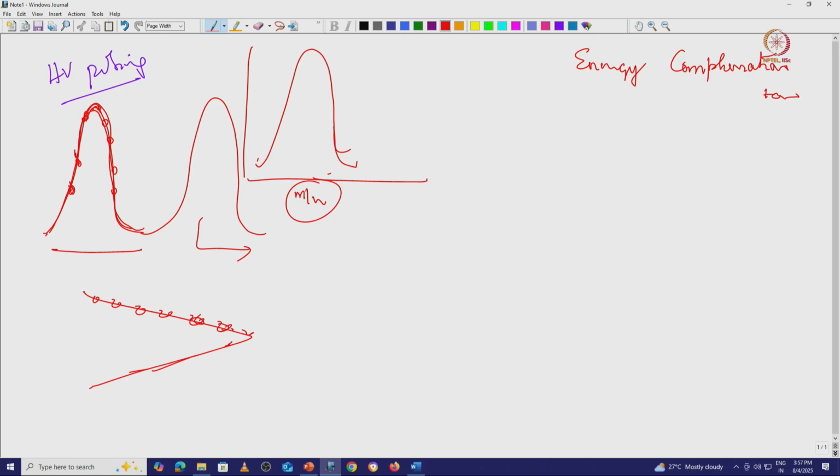Technique or device. What is this energy compensation device? It actually corrects the energy deficit during HV pulsing.